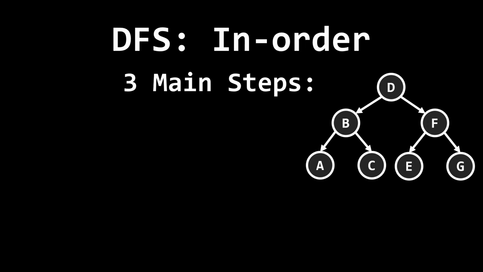Okay, so let's talk about the DFS method of in-order tree traversal. If you don't know what DFS is, I highly recommend watching our previous video on DFS and then coming back to this video. In-order tree traversal has three main steps. Let's say we have a root at D. The three main steps are, number one, traverse the left subtree. That essentially just means go all the way to the left.